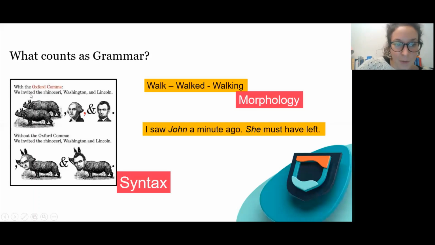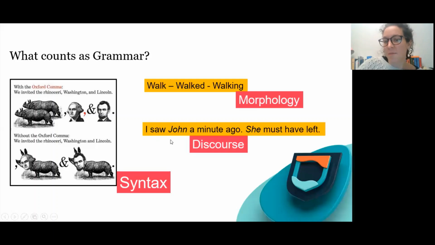And here we invited rhinoceros, Washington, and Lincoln, means that there are three separate items. And here we invited rhinoceros, Washington and Lincoln, which means that both of them are rhinoceros. We would put a colon here, but you see, there is an Oxford comma. So pay attention to that one.